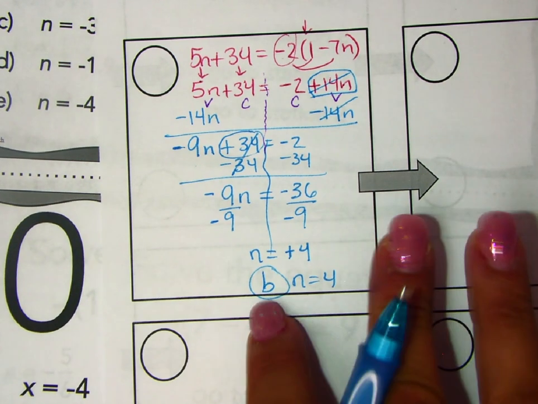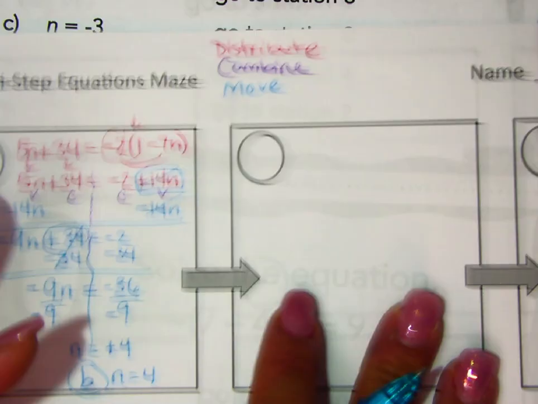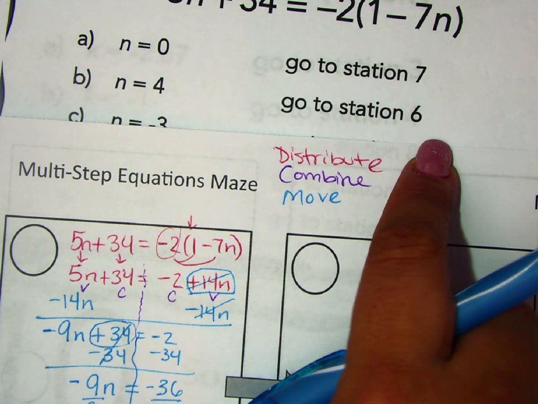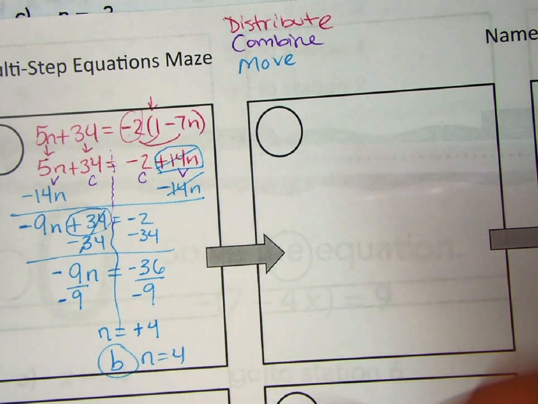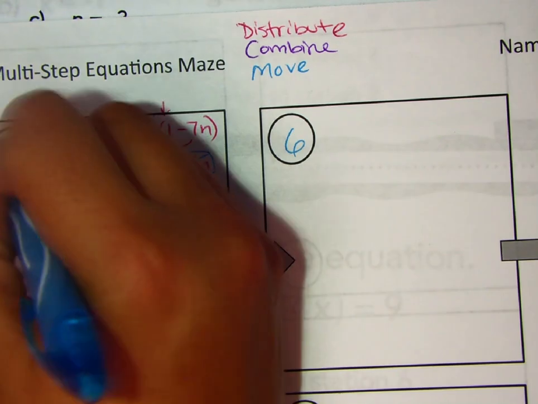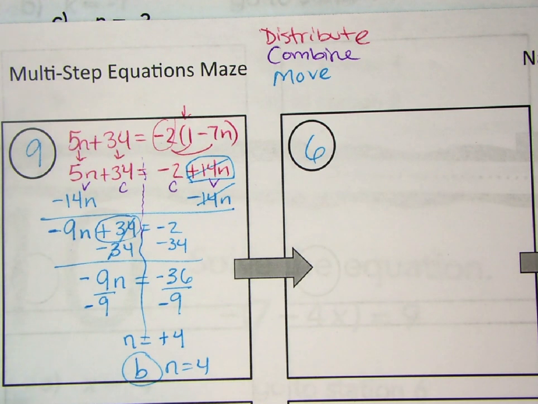And that means we're going to move to station. It says go to station 6. That means we're going to move to station 6. We started at 9, and we're moving to 6. So now you're going to look for the card with the number 6.